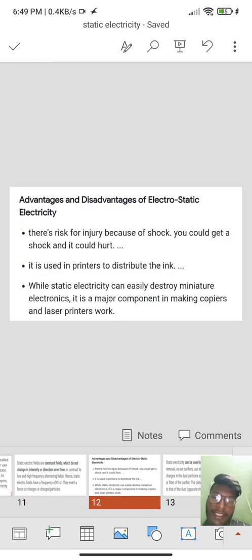Advantages and disadvantages of electrostatic electricity: there is a risk of injury because of shock. You could get a shock and it could hurt. It is used in printers to distribute the ink. While static electricity can easily destroy miniature electronics, it is a major component in making copiers and laser printers work.